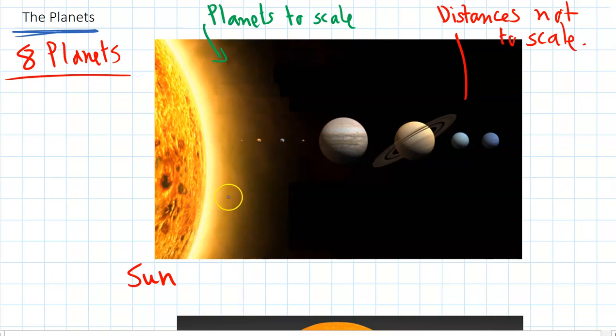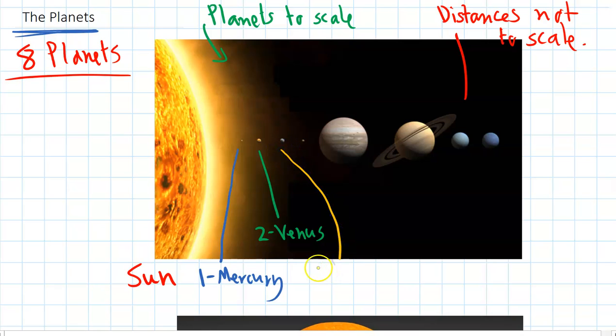So the first planet here, closest to the sun, is Mercury. Then we've got the second planet here, which is a little bit bigger than Mercury, and it's Venus. The third planet, that is us. So Earth's the third planet from the sun. Then the fourth planet is Mars.